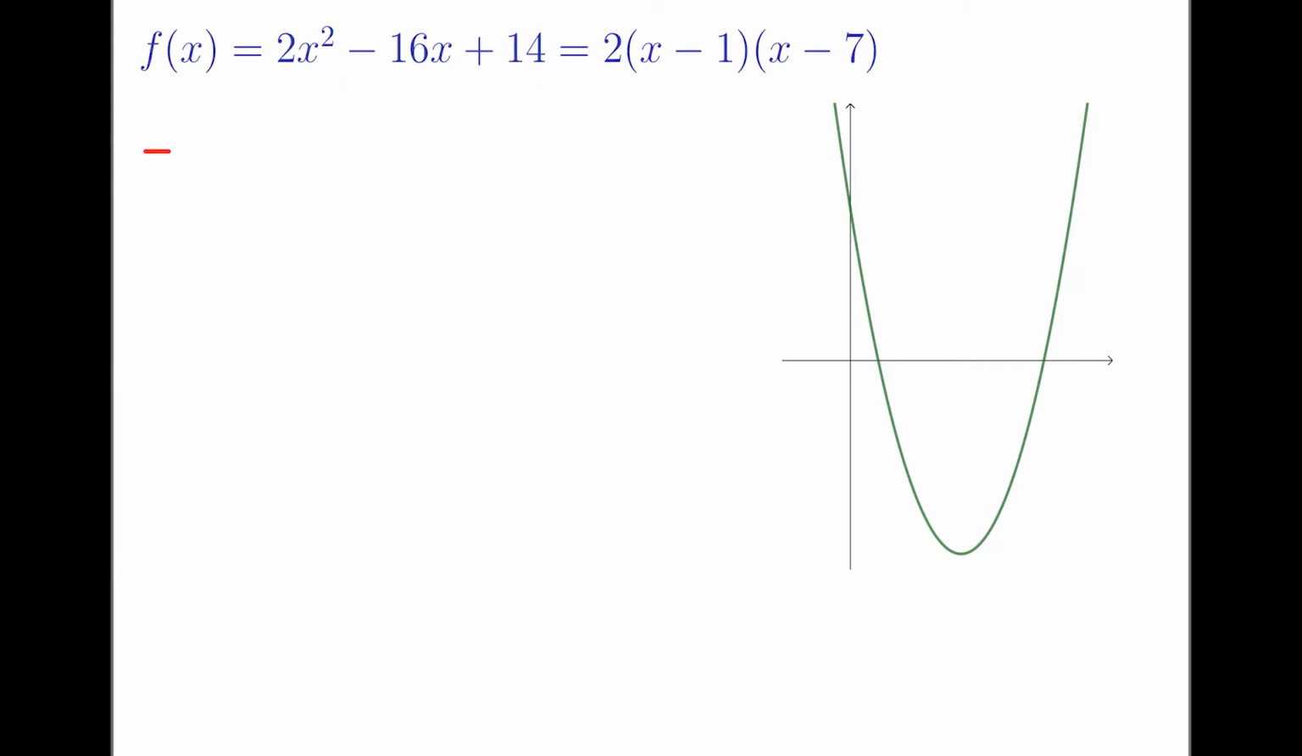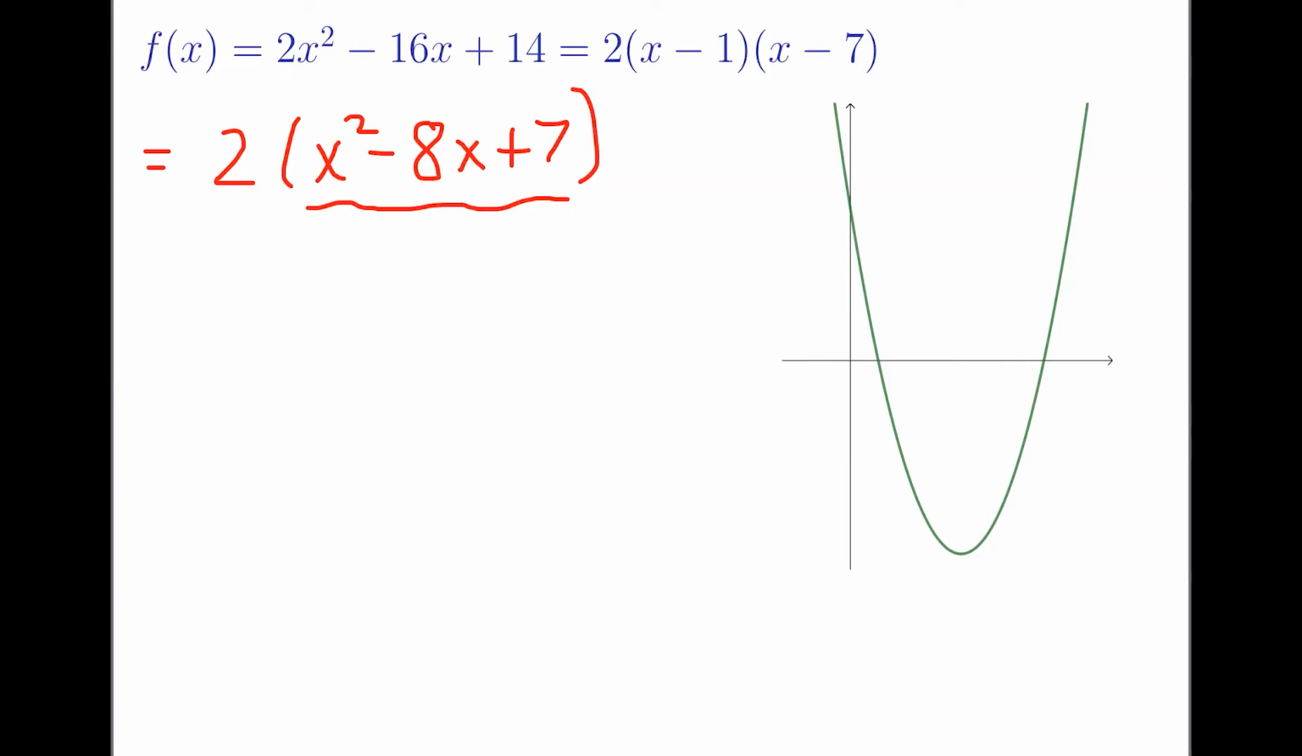And sure enough, you can factor a 2 out. So it's 2 times x squared minus 8x plus 7. And then the 2 is just going to sit there, but then we're going to further factor this x squared minus 8x plus 7. So in other words, we're going to write this as 2 times, and then x squared minus 8x plus 7 is going to break into 2 separate pieces.